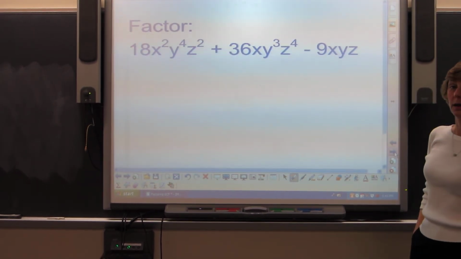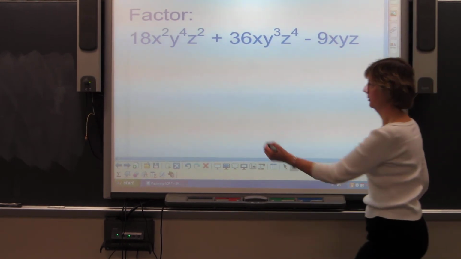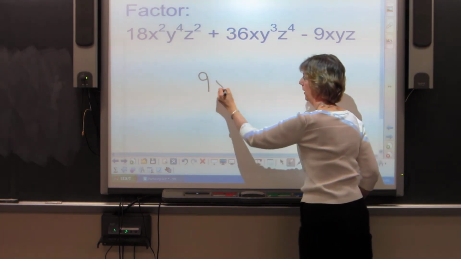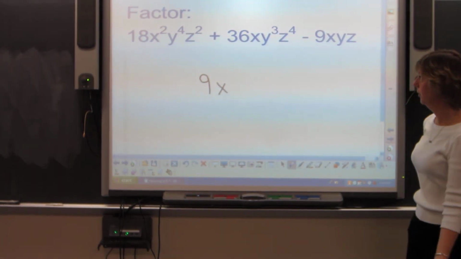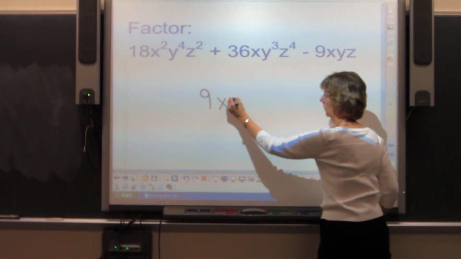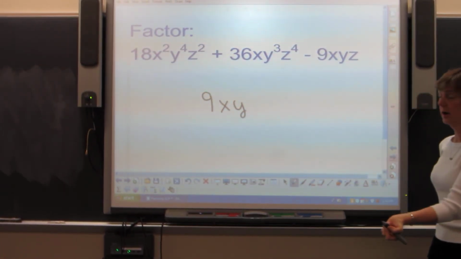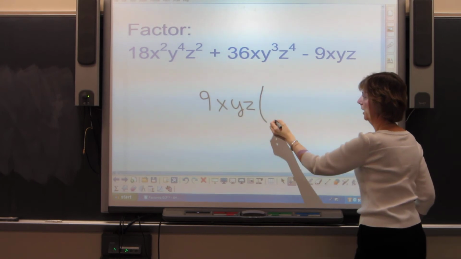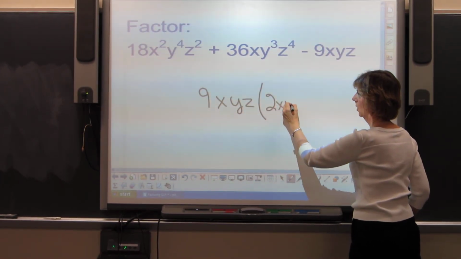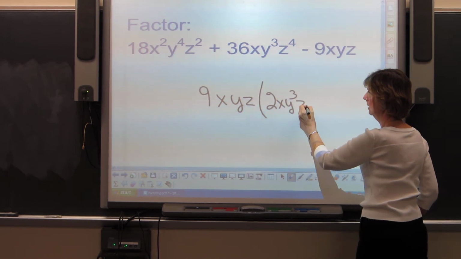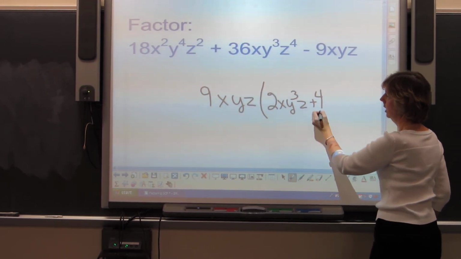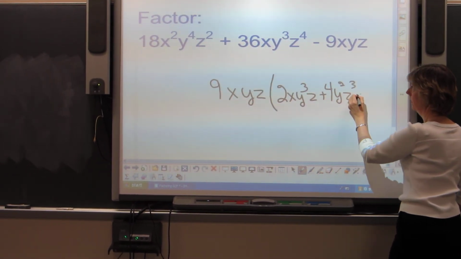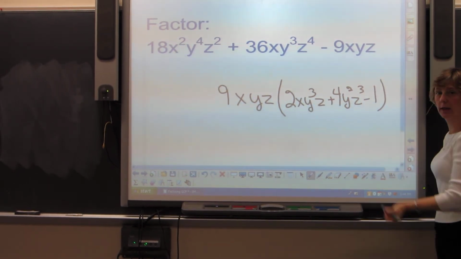All right, 18, 36, and 9 have a common factor of 9. X squared, x, and x have one factor of x. Y to the fourth, y to the third, and y have one factor of y. And z squared, z to the fourth, and z have one factor of z. I'm going to multiply that by 2xy cubed z, plus 4, I have my x, I need a y squared, z to the third, minus, there's my placeholder again, of 1.